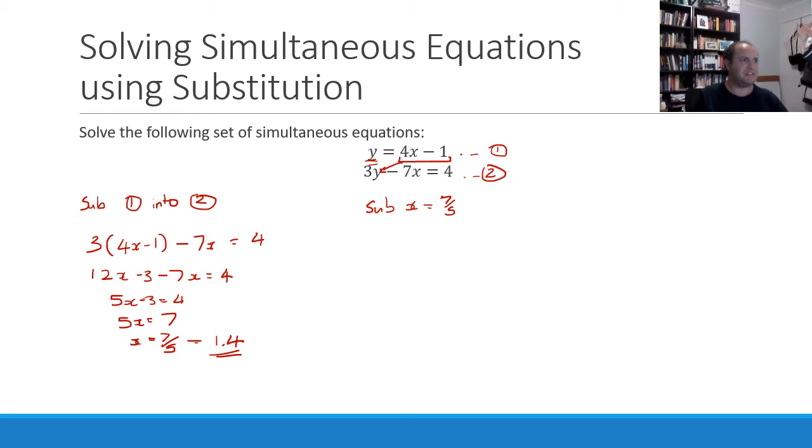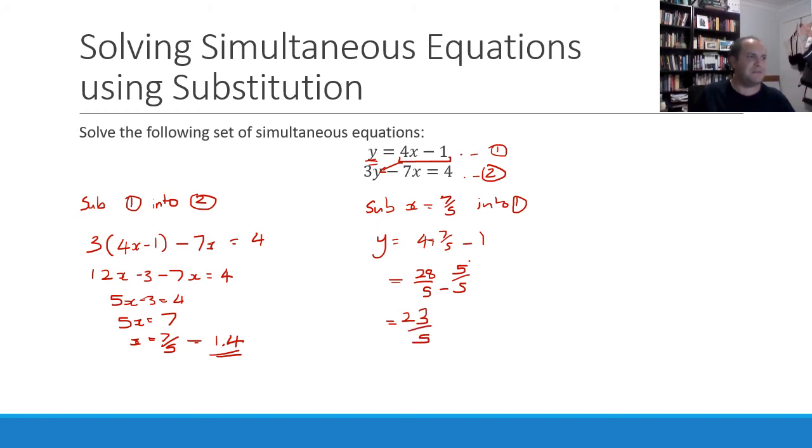I'm just going to use a fraction, 7/5, into equation 1. I could have substituted it into equation 2. Equation 1's fine, especially since y is already on its own. So y equals 4 times 7/5 minus 1. I'm going to combine this into one fraction, so 4 times 7 is 28 on 5, minus, same denominator, 5 on 5, equals 28 minus 5 is 23 all over 5.